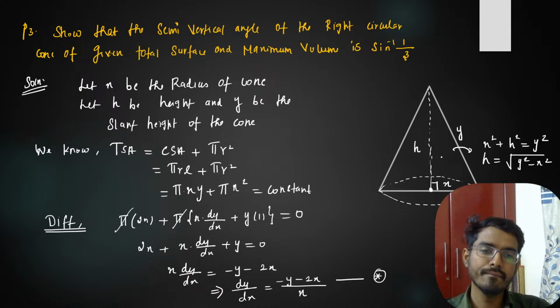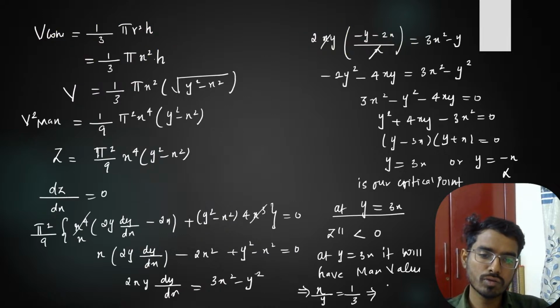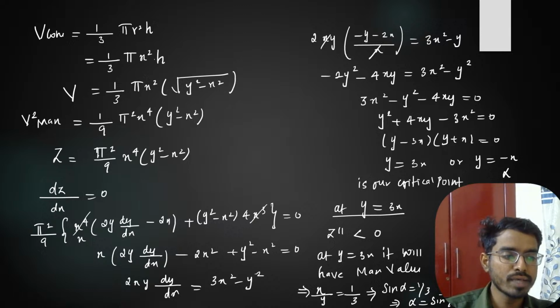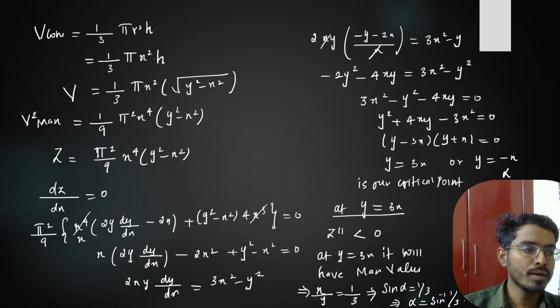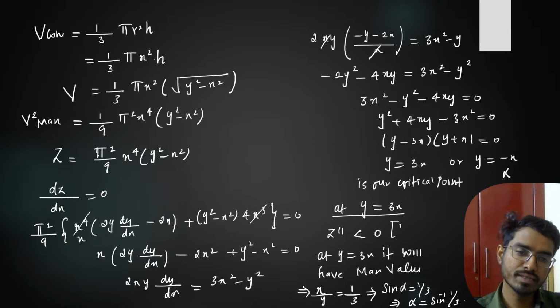Now what is x by y? This is our semi-vertical angle alpha, right? What is sine alpha? Opposite by hypotenuse, x by y. So x by y I can write as sine alpha. So sine alpha is equal to 1 by 3, which implies alpha is equal to sine inverse of 1 by 3. That's it. So when alpha takes the value sine inverse of 1 by 3, we will have a maximum value. This alone you take it as an exercise.